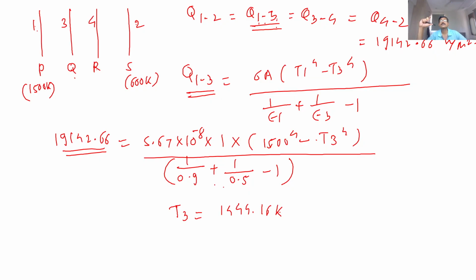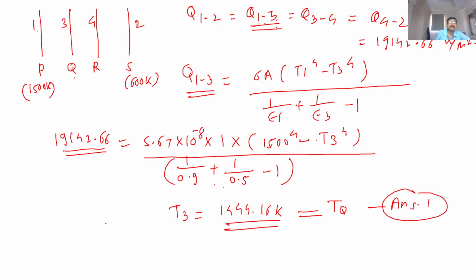Radiation involves formulas which are lengthy. They consist of terms raised to power 4. Then you need to take 1 by 0.9, 1 by 0.5, which means you need to take the inverse also. Reciprocal means inverse. So practice on calculator is a must. So this is your answer T3, and that is your TQ. Okay, so you got answer number 1.